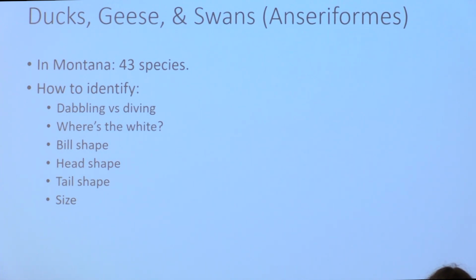Okay, we have 43 species of ducks, geese, and swans. There's a lot of them. They tend to come in, especially during the winter, and overwinter here. I had a blast going out in the winter and trying to ID a ton of ducks. And I'm going to teach you some tips on how to ID them.